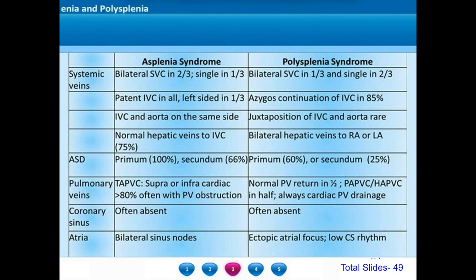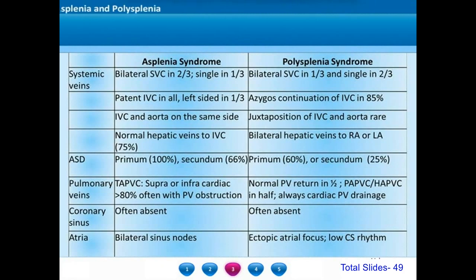In the atrial septum, large atrial septal defects, primum atrial septal defects, and common atrium are very, very common in asplenia and almost seen in everybody. Most of the polysplenics will also have atrial septal defects.